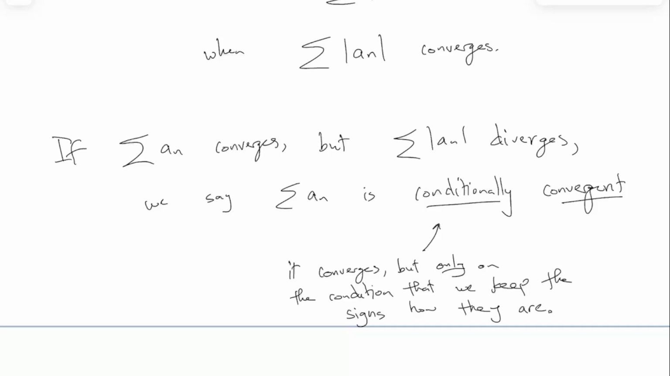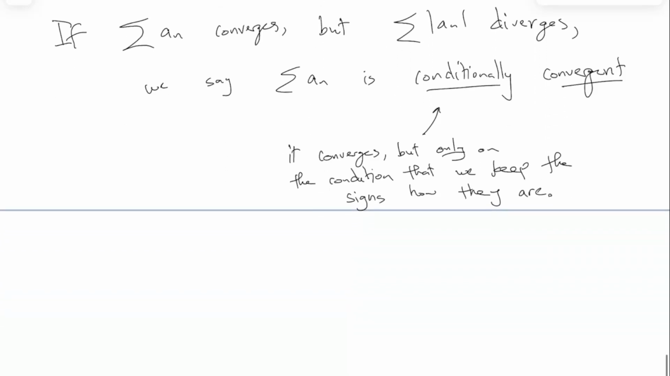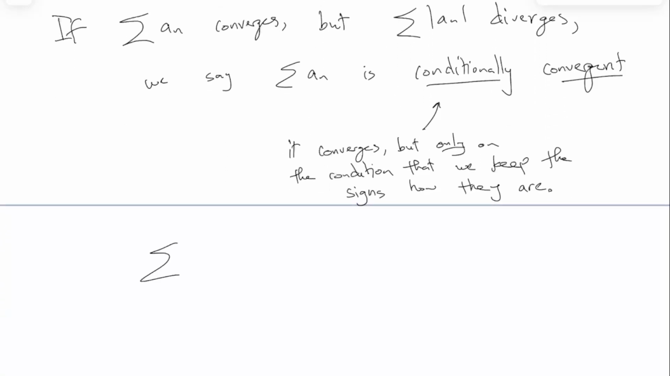All right? And the standard example, when they ask you in the exam, what is an example of a conditionally convergent series? This is the standard example. This one is conditionally convergent because it by itself does converge, but if you took the absolute values everywhere, it becomes the harmonic series which diverges.